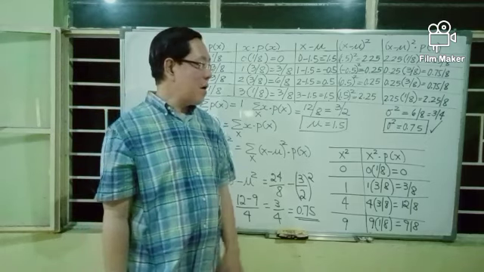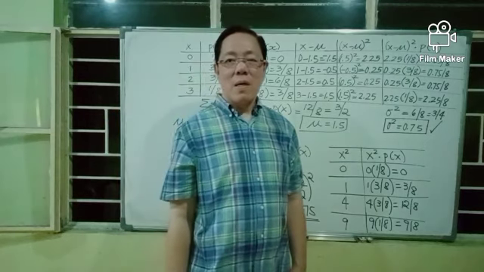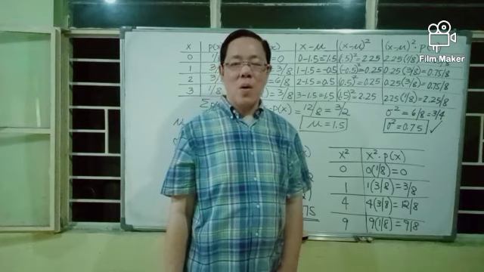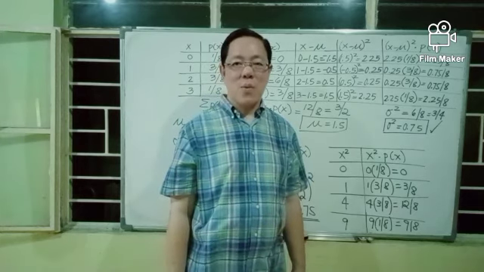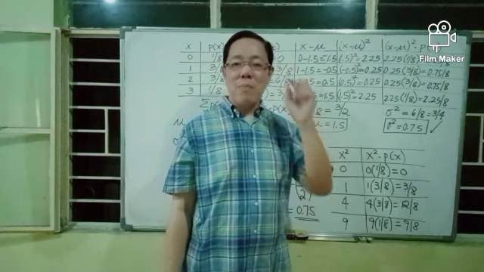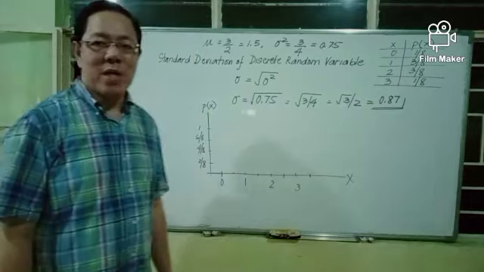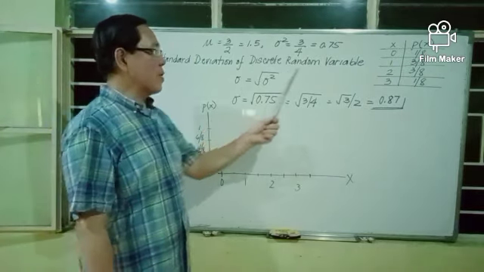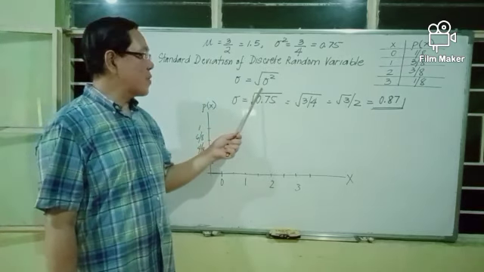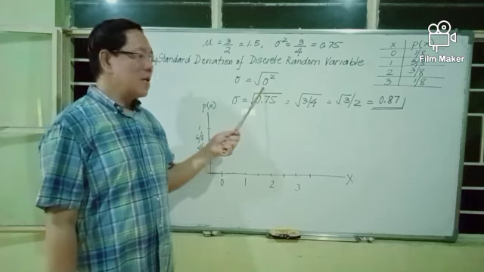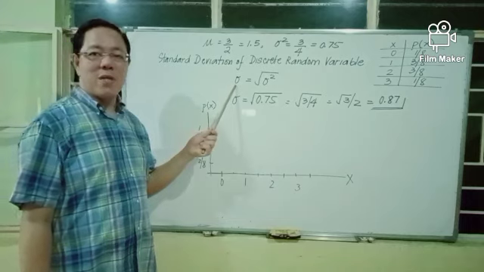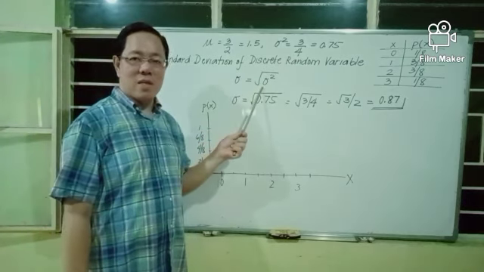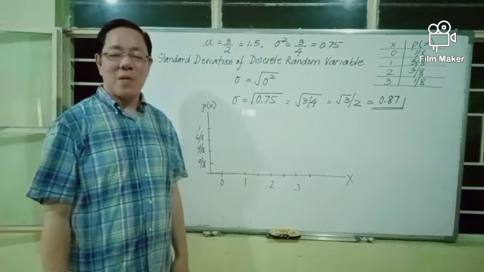Now, the standard deviation of the variance sigma squared is equal to the principal root of 0.75. The standard deviation denoted by sigma is the principal root of sigma squared. And the principal root of a real number refers to the positive root of the real number. Find the standard deviation for a discrete random variable. Standard deviation of a discrete random variable is defined as the principal root of the variance of the discrete random variable x, denoted by sigma. The Greek letter sigma is the standard deviation of the discrete random variable, and it is equal to the principal root of the variance. Principal root refers to the positive root of a real number.